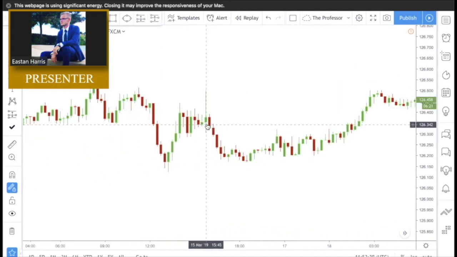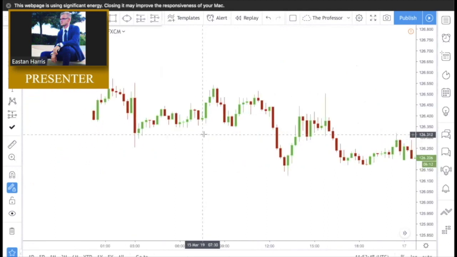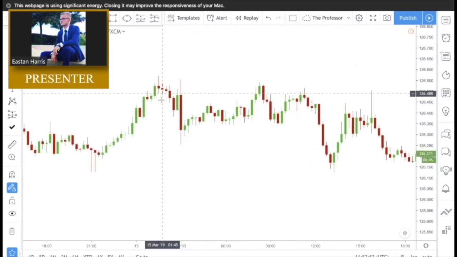This one, there's too much wick on this side. For me, I wouldn't label this an exhaustion. You got exhaustion on both sides. Moving on, moving on. Wick on both sides.